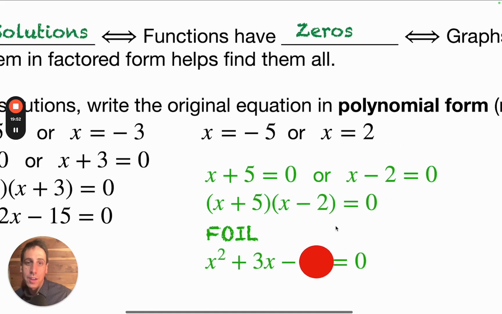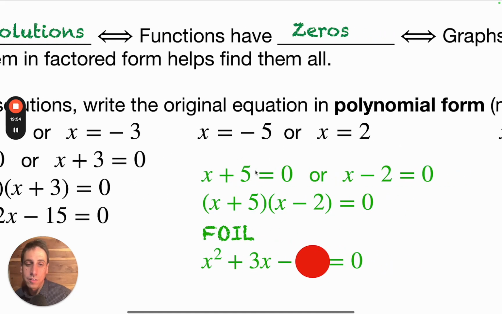Let's reverse the steps again. So we got this. Let's unsolve it. Let's set them equal to 0. And because they're equal to 0, you can use the zero product property in reverse to join them together. Then you can FOIL it, and you get this. And I'll let you figure out once you FOIL, you get this. I'll let you figure out what the last term is under the red dot.